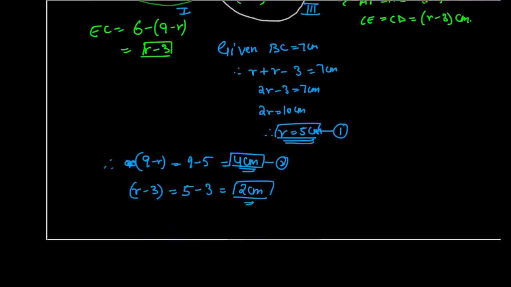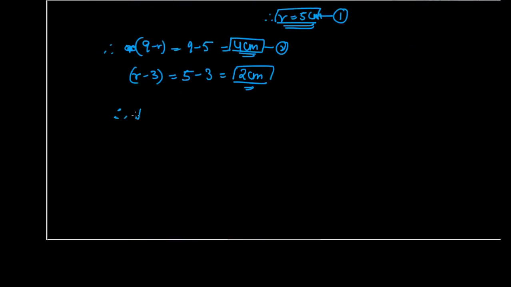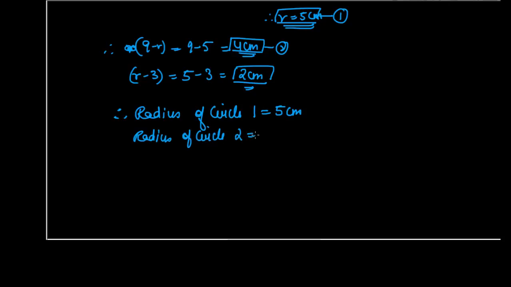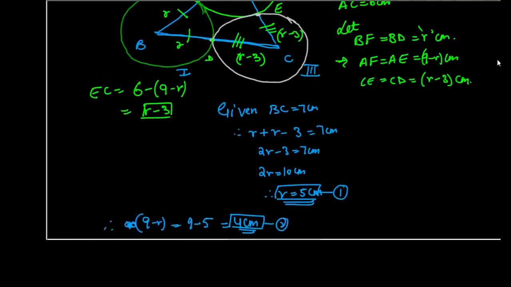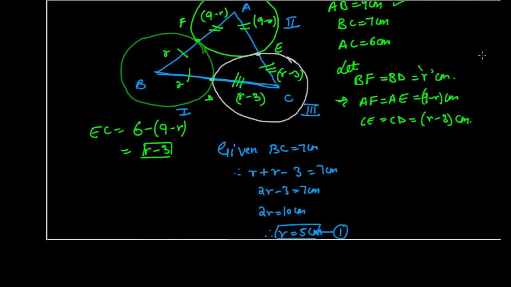So, therefore, what do we say? Radius of circle 1 is equal to 5 centimeters. Radius of circle 2 is equal to 4 centimeters, and radius of circle 3 is equal to 2 centimeters. These are the radii of these 3 circles, right?